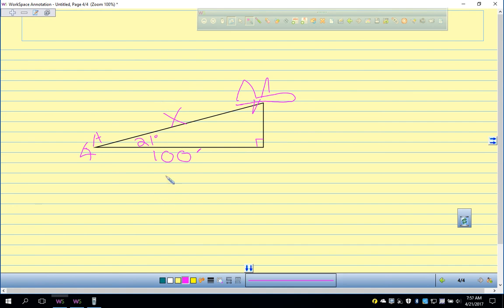Cosine. So what I write is that the cosine, which I abbreviate COS, of 21 degrees is equal to adjacent, which is 100, divided by the hypotenuse, which is x. Yeah? Okay. How do I get x by itself? You multiply both sides by x, and you divide both sides by cosine.